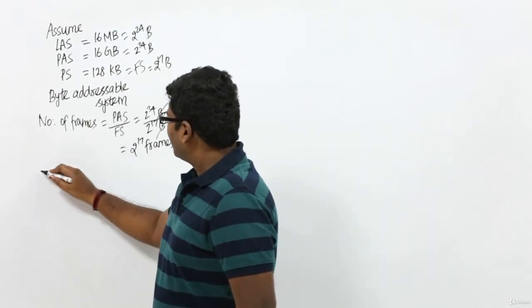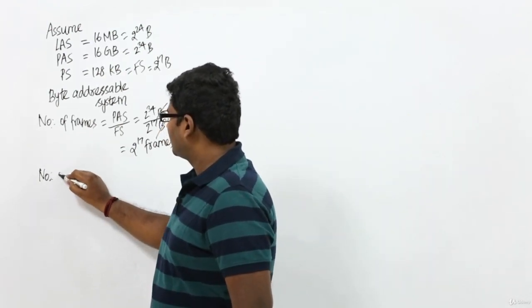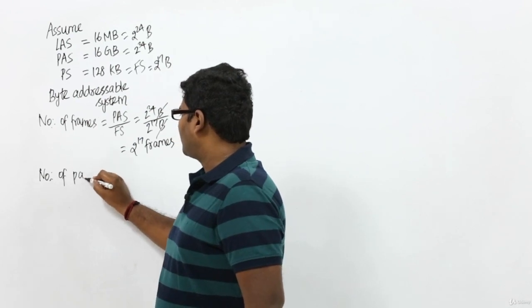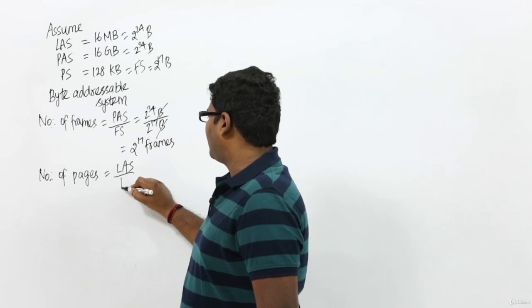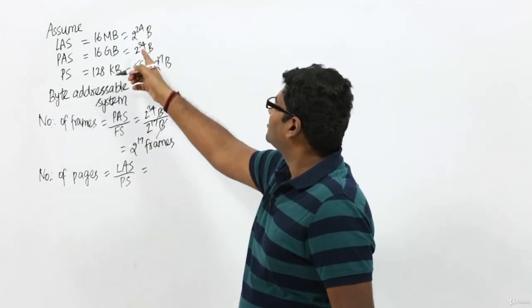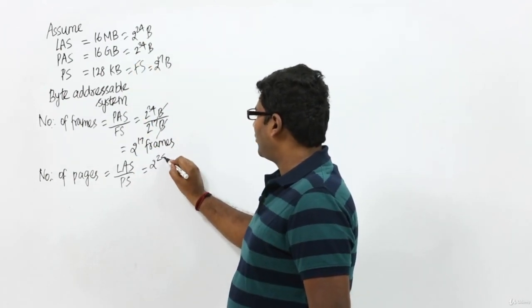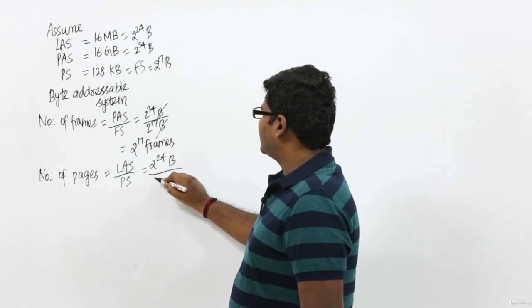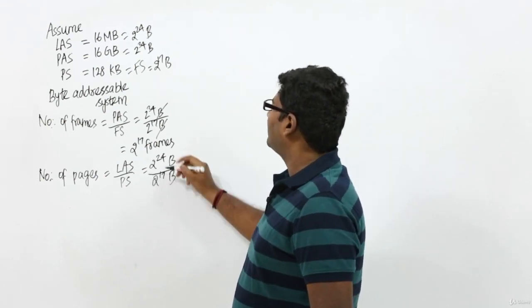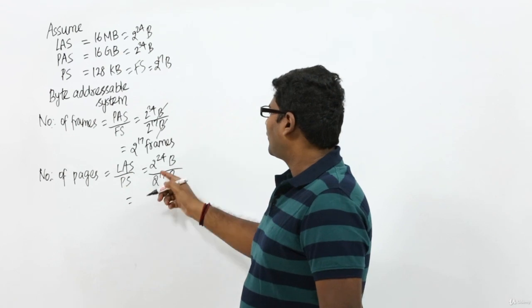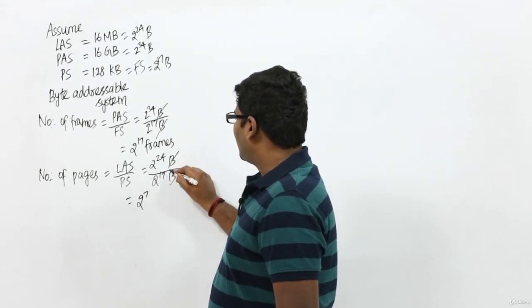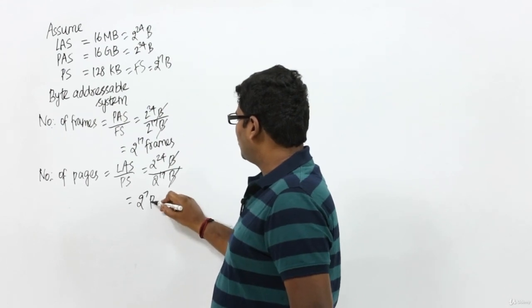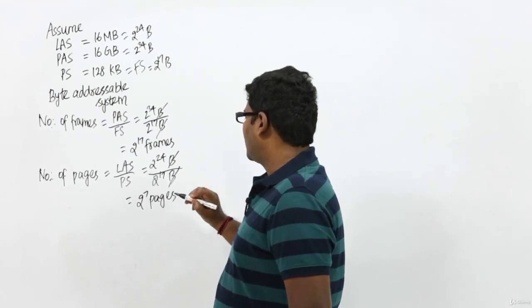Now let's compute the number of pages. Number of pages is nothing but logical address space divided by page size. Logical address space is given as 2 power 24 bytes, and page size is given as 2 power 17 bytes. 2 power 24 divided by 2 power 17 is 2 power 7. Bytes and bytes get cancelled, so it is 2 power 7 pages.